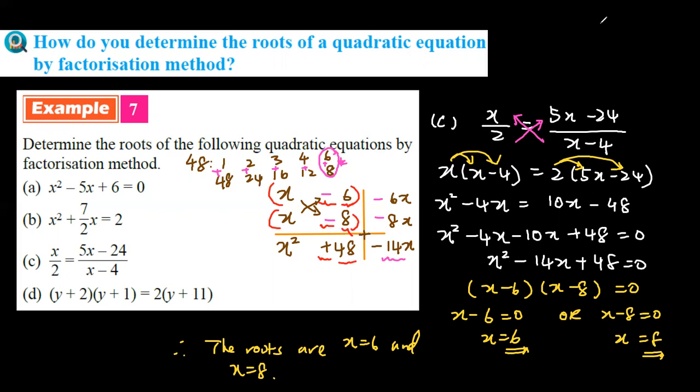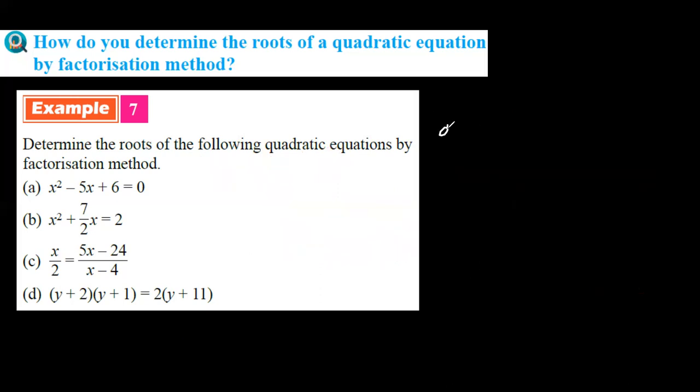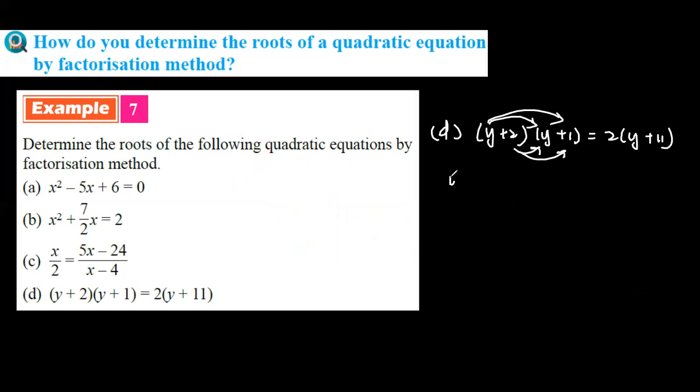Okay, quickly, we move to question D. Question D, y plus 2, y plus 1 equals 2 times y plus 11. So we must make this question be the general form. Expand the bracket first. We will have y squared plus y plus 2y plus 2 equal, this one also expand, 2y plus 22.